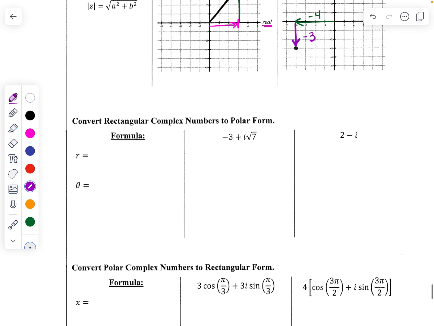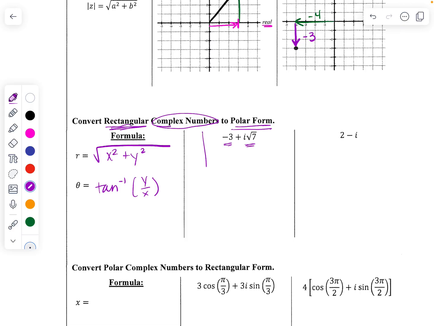So let's talk about how we convert rectangular complex numbers to polar form. So remember, we're still talking about complex numbers. This is very similar to looking at rectangular to polar before, where the radius is still the square root of x squared plus y squared. Now we're just talking about it in the complex field. And theta is inverse tangent of y over x, just like our polar coordinates from before. So if I'm looking here, remember this is our real and this is our imaginary component. If I were to sketch this, our real component is -3 and our imaginary component is positive √7. So I don't know exactly where it is, but I know it's in that second quadrant.